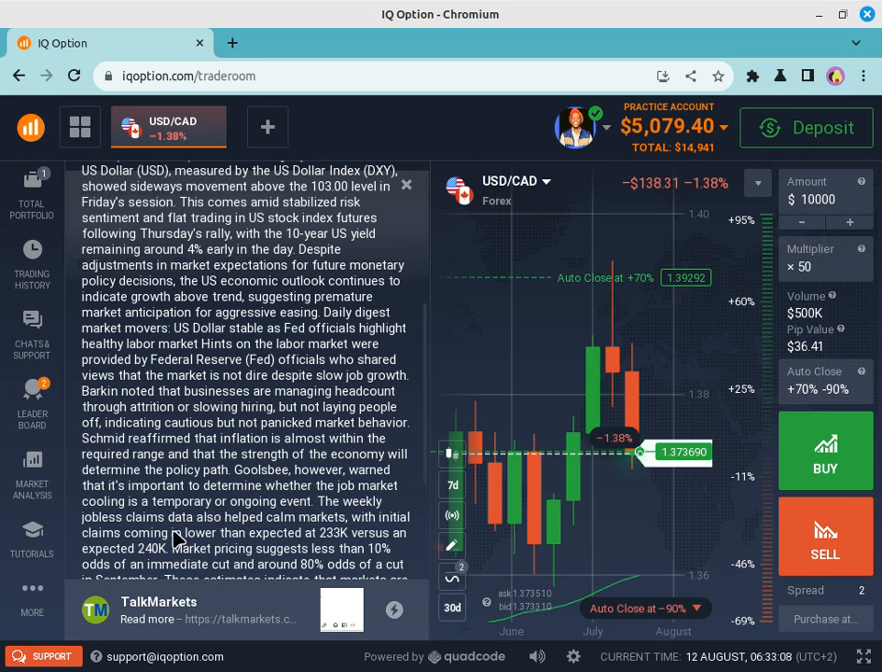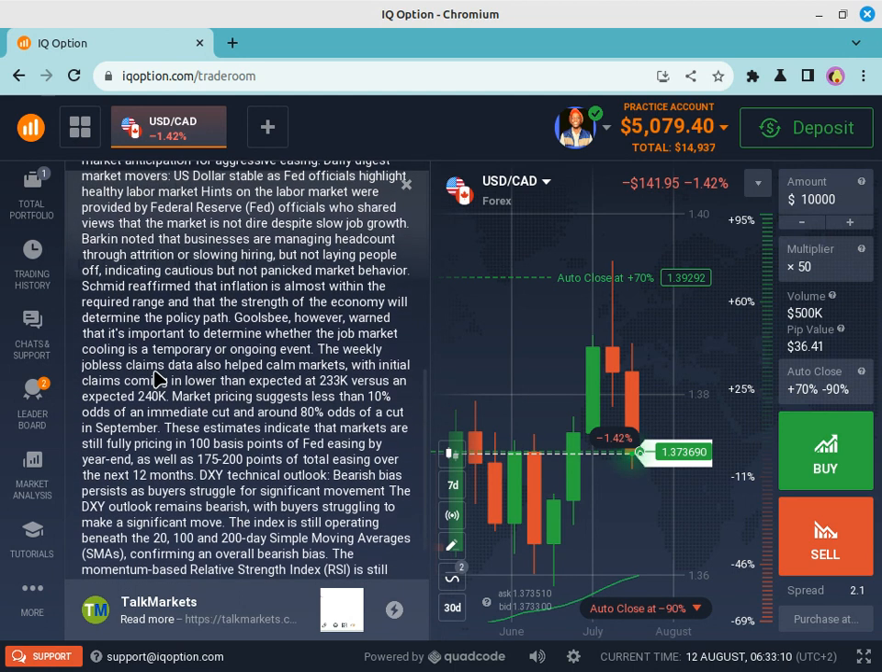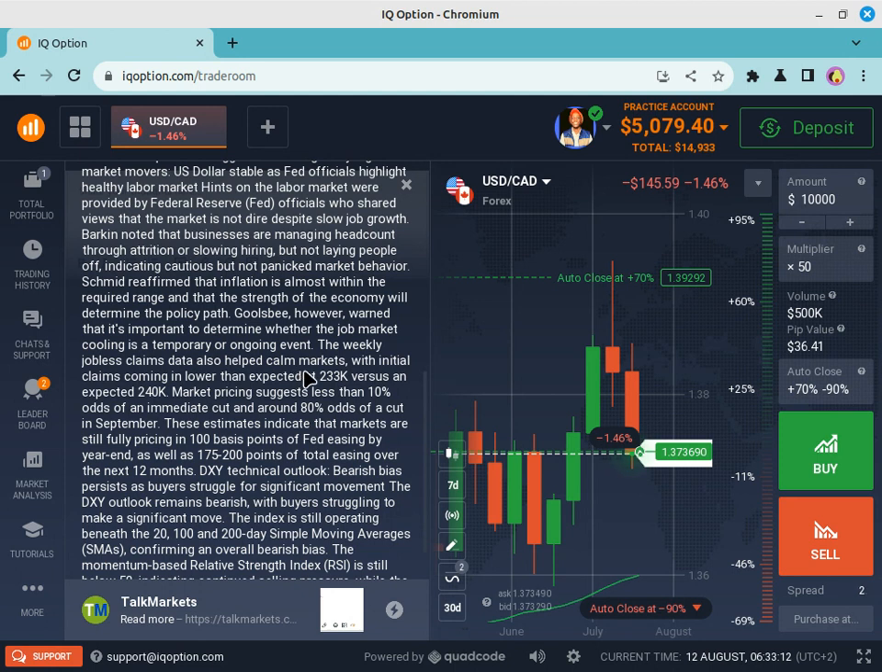The weekly jobless claim data, okay, this is very important, also helped calm markets, with initial claims coming in lower than expected at 233 claims.